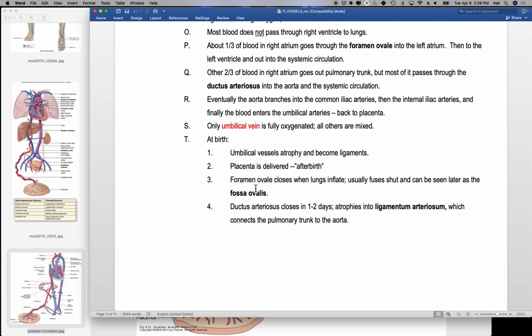When that happens, you get a good separation of most of your systemic and pulmonary blood, right? And the baby will pink up. You look for the babies to pink up in their skin. You also want them to make a noise because that tells you that their lungs are working.